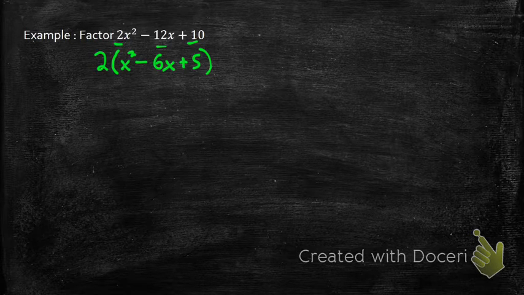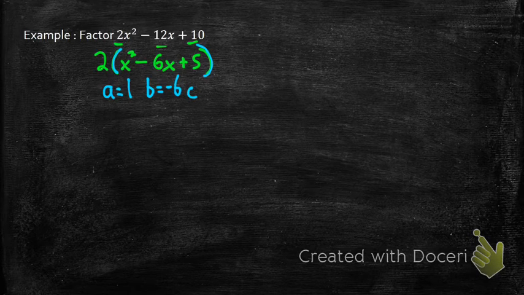Okay, so from here, I'm looking at just what's inside the parentheses. The number I factored out in the front is going to be carried down to the end. My A value is the coefficient in front of the x squared, which is 1. My B value is the coefficient in front of the x term, which is negative 6. And my C value is the constant term at the end.